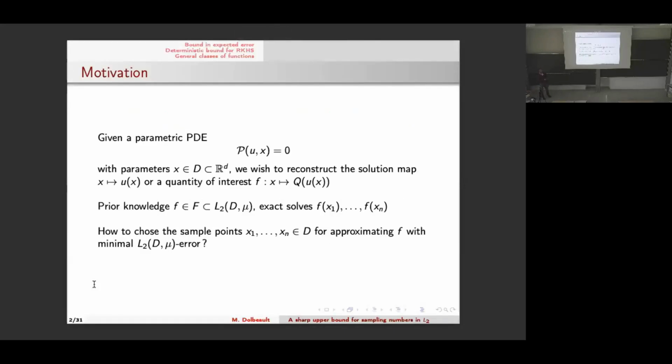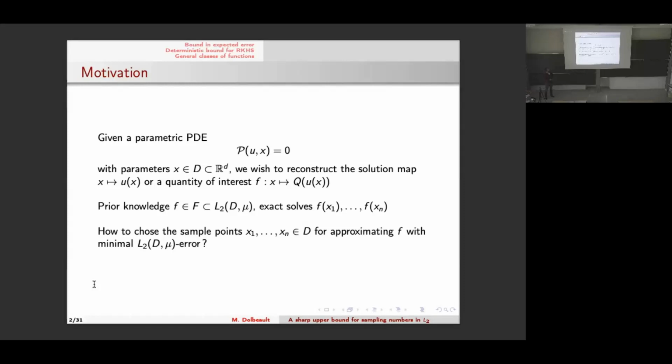So let's start with a bit of motivation for the setting. Let's fix some context. I want to solve a parametric PDE. So P here is a partial differential operator acting on u, which will be my solution, and it depends on some parameters. Sorry for the notations here. I denote x as the parameters, so I will take them in a domain D of R^d, for instance. And what I want to solve is my PDE, so finding u depending on the parameters x. So I'm just doing the forward part from parameters to solution.